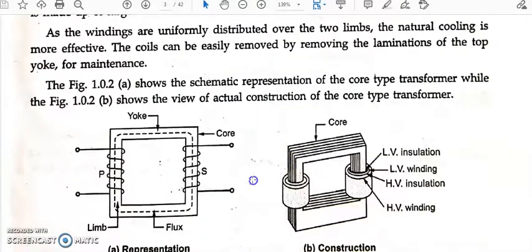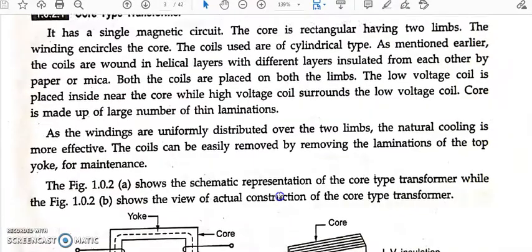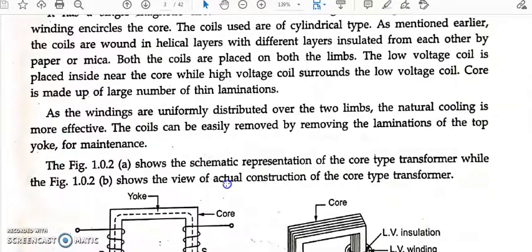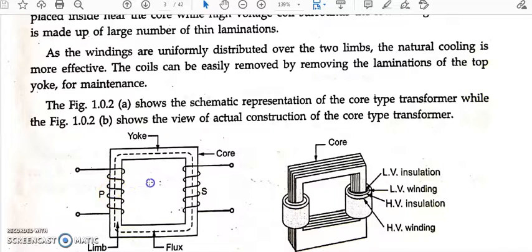So here, remember, the core type name has come because winding is surrounding the core. You can see the primary winding as well as secondary winding. Here, winding is surrounding the core, or you can say winding is wound around the core, so it is called core type. And we shall see why it is called shell type while discussing that particular topic. It is very much similar to the earlier diagram.